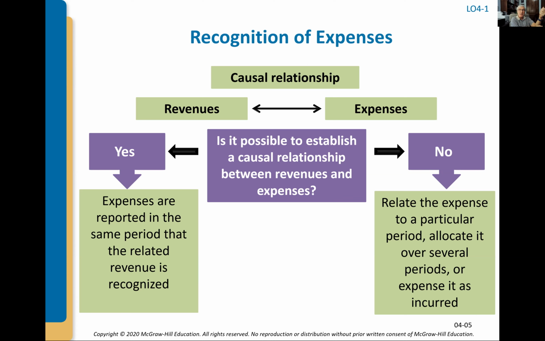Cost of goods sold would be the cost that Home Depot paid for that washing machine. And that's a direct causal relationship. There could be other expenses that may not be as directly related to the revenue, more indirectly related.